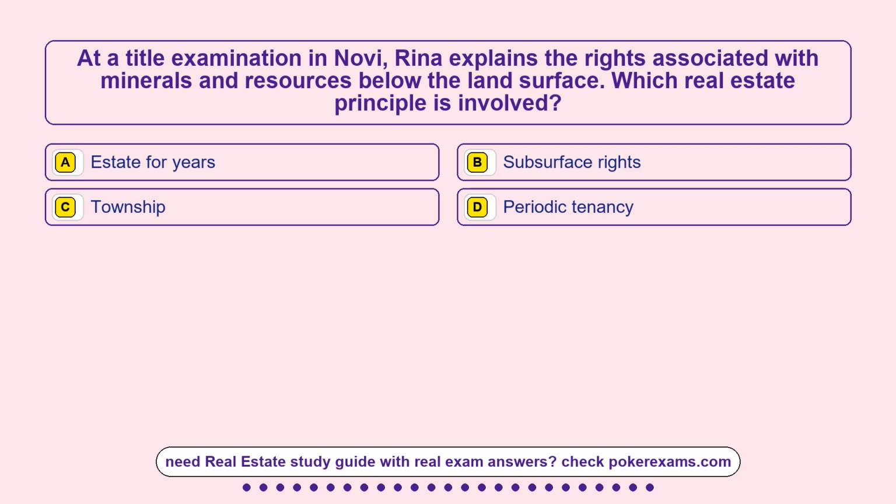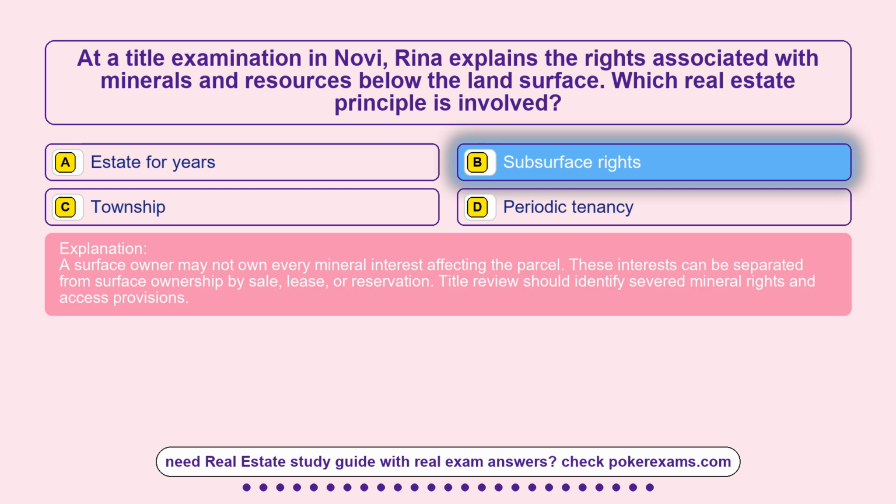Question 4. At a title examination in Novi, Rena explains the rights associated with minerals and resources below the land surface. Which real estate principle is involved? Option A, estate for years. Option B, subsurface rights. Option C, township. Option D, periodic tenancy. The correct answer is option B, subsurface rights.